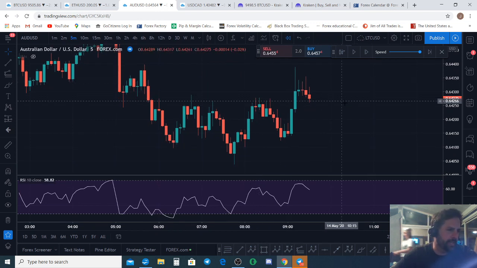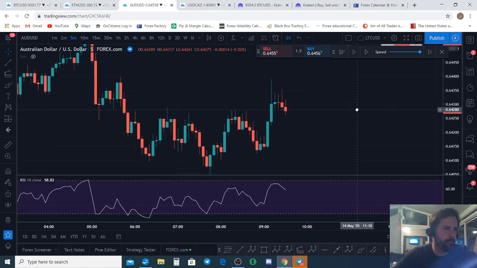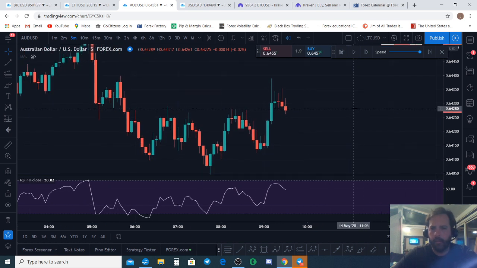Best spread pairs, EU, AU. But EU is the most choppy. A lot of manipulation in EU. I like AU. I trade EU and AU the most.